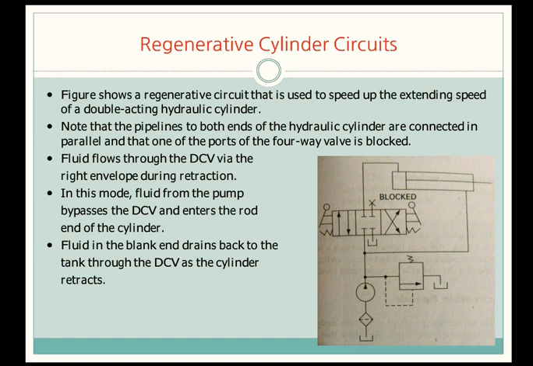Fluid flows through the directional control valve via the right envelope during retraction. So when the right envelope is under operation, the fluid flows to the cylinder through the rod end. And any fluid present in the cylinder at the piston end will be bypassed to the tank or sump. So you can see from the figure clearly.